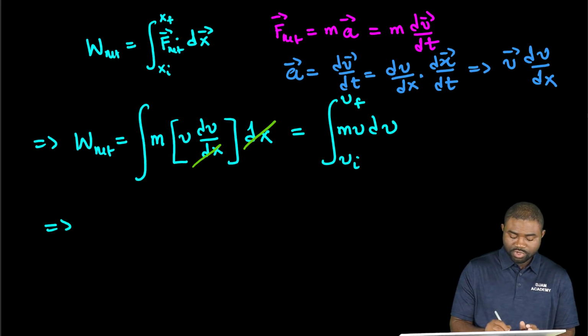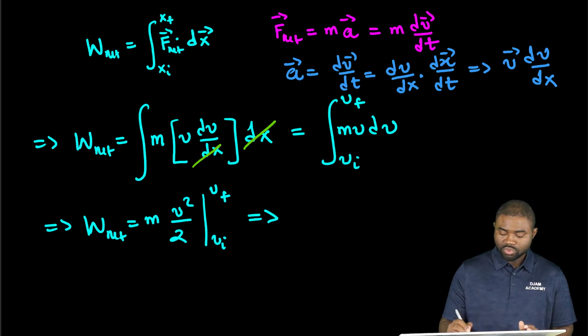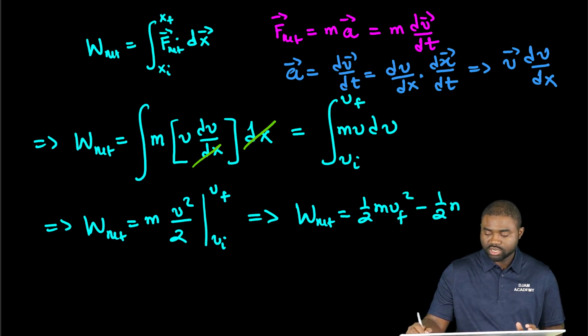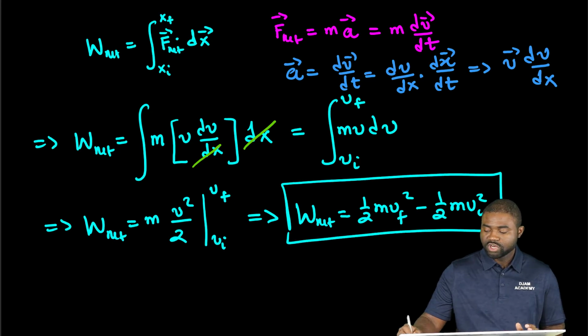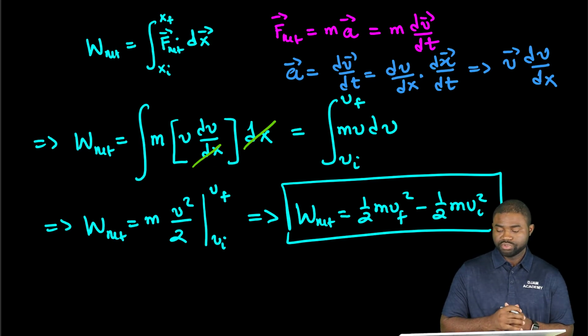This would imply that W net is going to be equal to m v squared over 2 from v initial to v final, which means that W net is equal to 1/2 m v final squared minus 1/2 m v initial squared. This gives us, in a much more general way, the work kinetic energy theorem.